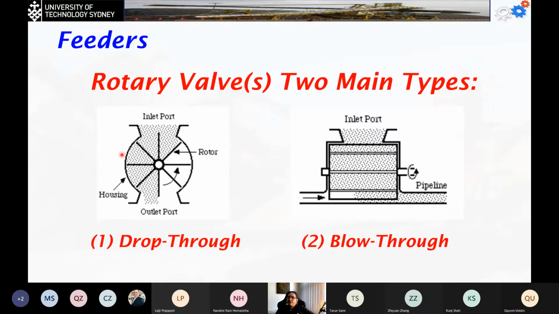The two main types we have for the rotary valve are going to be either the draw through or the blow through.